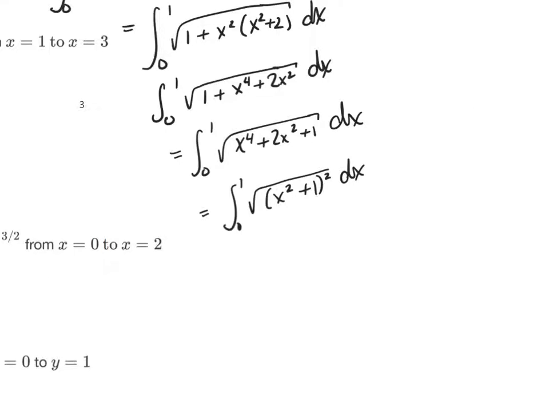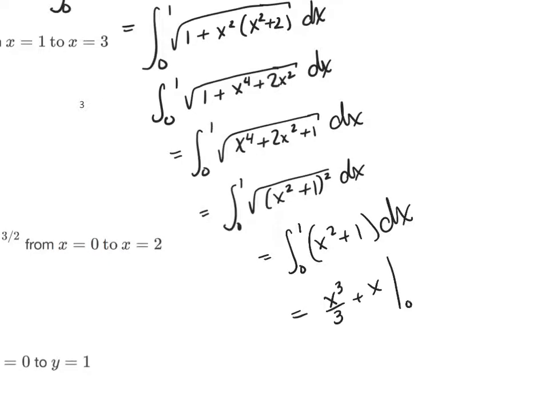So if the squared and the square root cancel themselves out, then I just have from 0 to 1 of x squared plus 1 dx. And then that's a pretty straightforward integration. This is going to be x to the 3rd divided by 3 plus x, evaluated from 0 to 1. So 1/3 plus 1 minus 0. So 1 1/3, or 4 over 3. And there's my final answer.